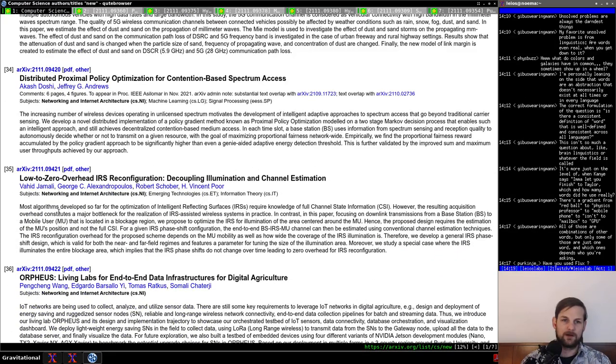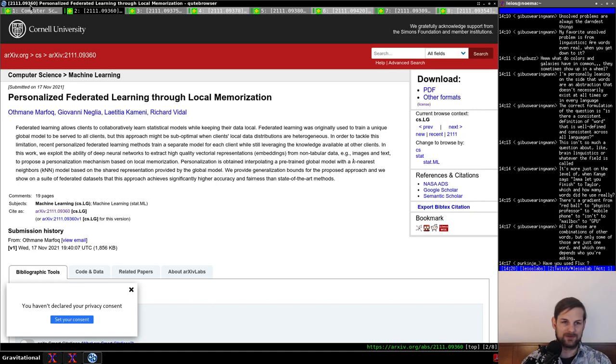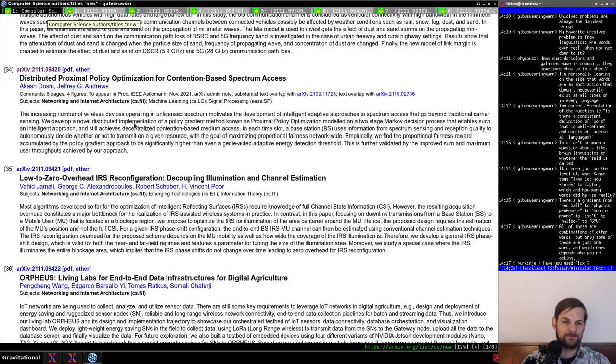Distributed proximal policy optimization for contention-based spectrum access. This is the first paper on the list that I actually don't know what they're talking about. What are they talking about? I'm interested in this one just because I actually don't know what's going on.